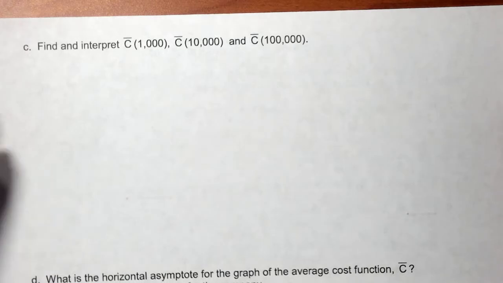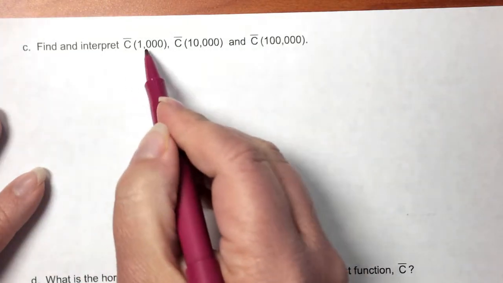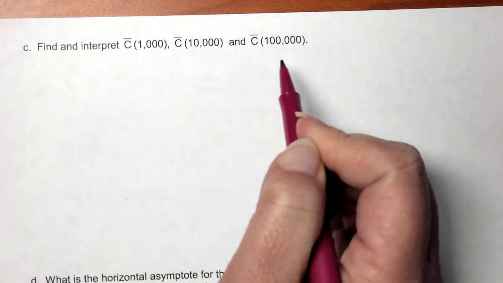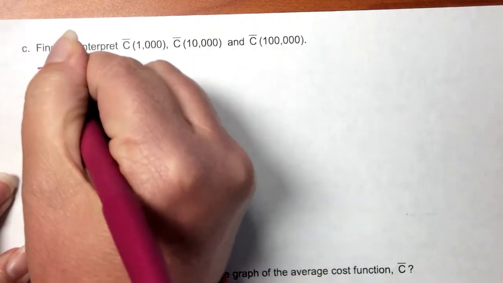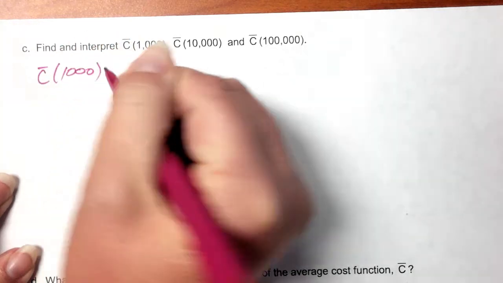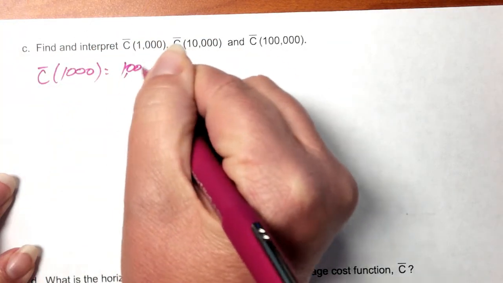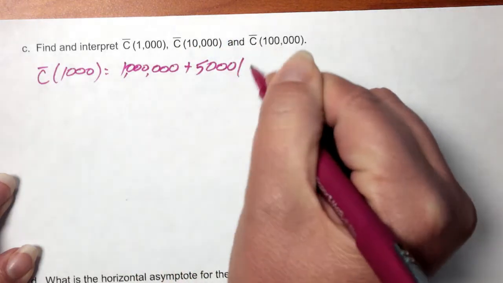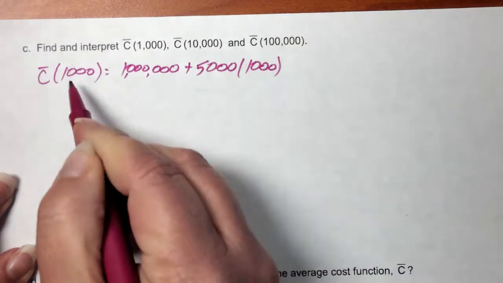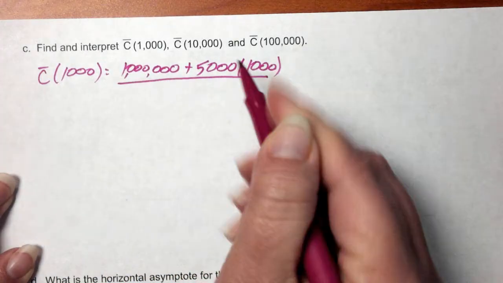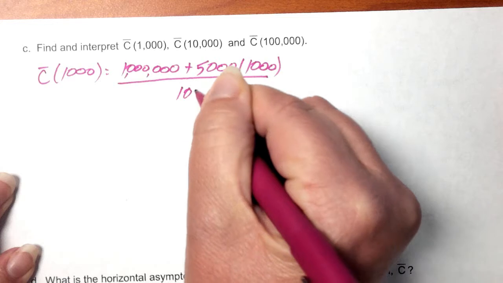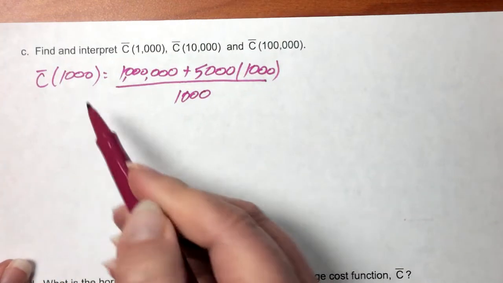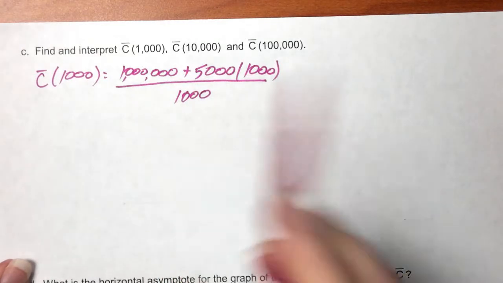Now they want us to find and interpret average cost of 1,000, average cost of 10,000, average cost of 100,000. Okay, so here's what that means. Average cost of 1,000. They want you to take that average cost function, but instead of putting X, I'm going to put 1,000. They're telling me to plug in 1,000 for X. Instead of the X on the bottom, I'm going to put 1,000. So in other words, if you make 1,000 units, what is your average cost per unit?